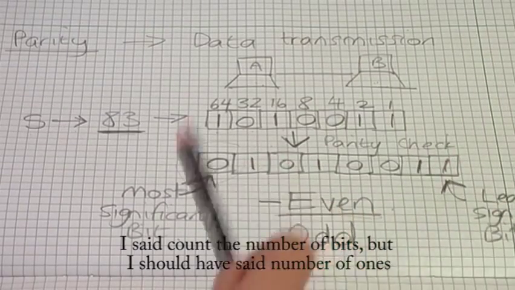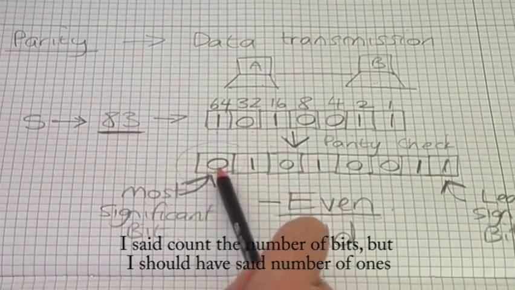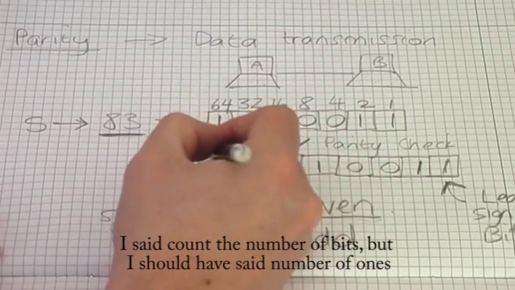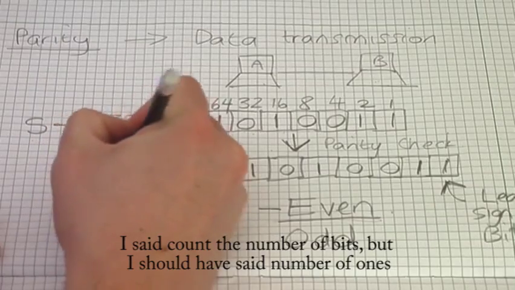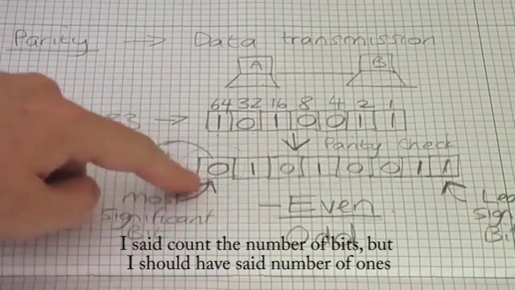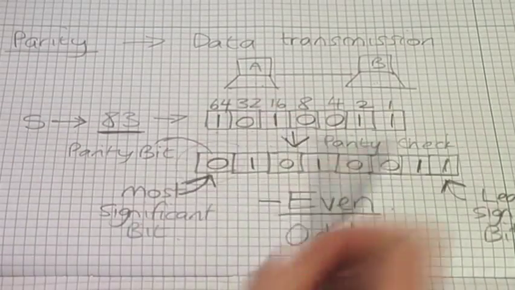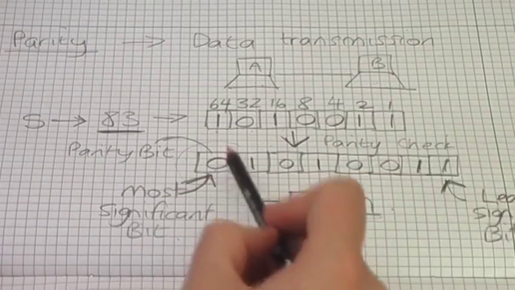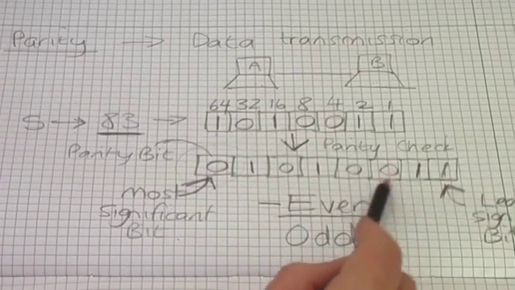Now when I count the number of bits, 1, 2, 3, 4, and I put a 0 in there, I've still got an even number of bits. So my parity bit, in this case, was a 0. Now I've added my parity bit. Computer A is now going to send that byte of data to computer B. Computer B receives this byte of data, 0, 1, 0, 1, 0, 0, 1, 1.